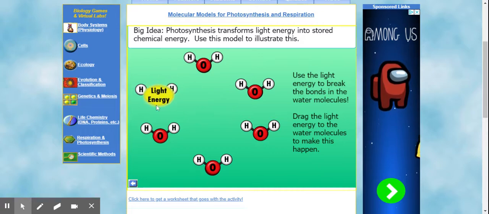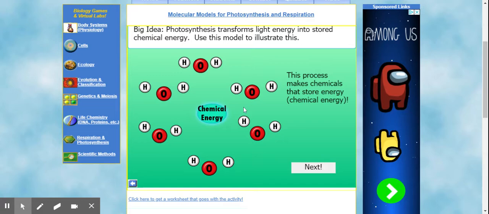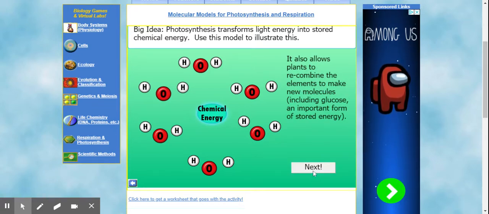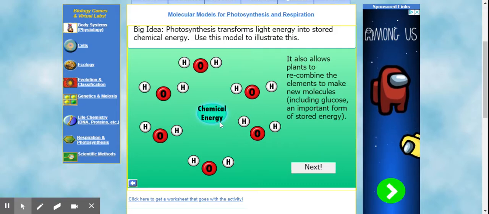So the first thing we're going to do is use this light energy. Look at how we break these bonds in H2O. Remember, H2O is just water. So we broke the bonds in water in order to get some chemical energy that we're going to use to recombine all these atoms and make some sugar. That's what we really want from photosynthesis.